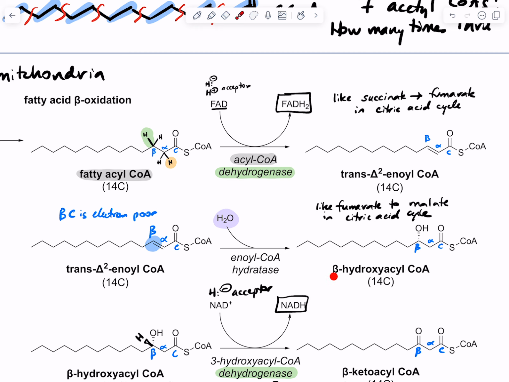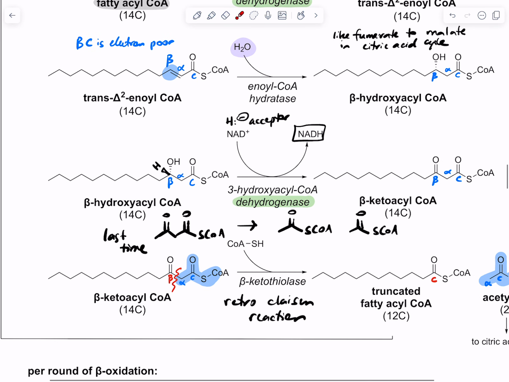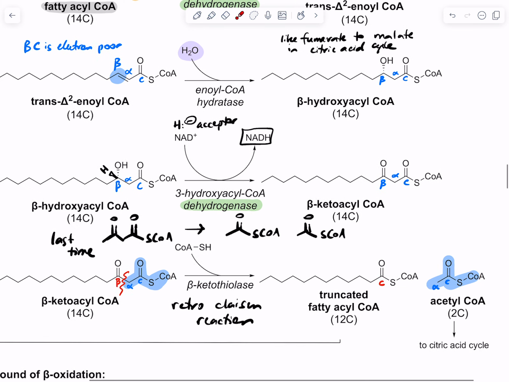That gives you this beta-hydroxyacyl-CoA, which is just like the fumarate to malate reaction in the citric acid cycle. Then you oxidize the secondary alcohol to the ketone with NAD+. And then lastly, you do what's called a retro-Claisen reaction. We'll walk through the mechanism of this in a lot of detail. But that essentially clips off a 2-carbon acetyl-CoA and leaves, if you start with 14 carbons, 12 carbons.